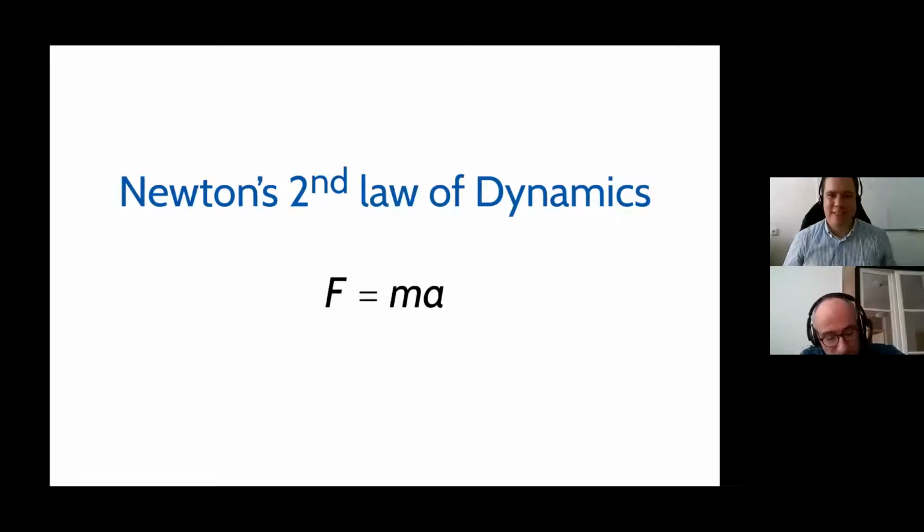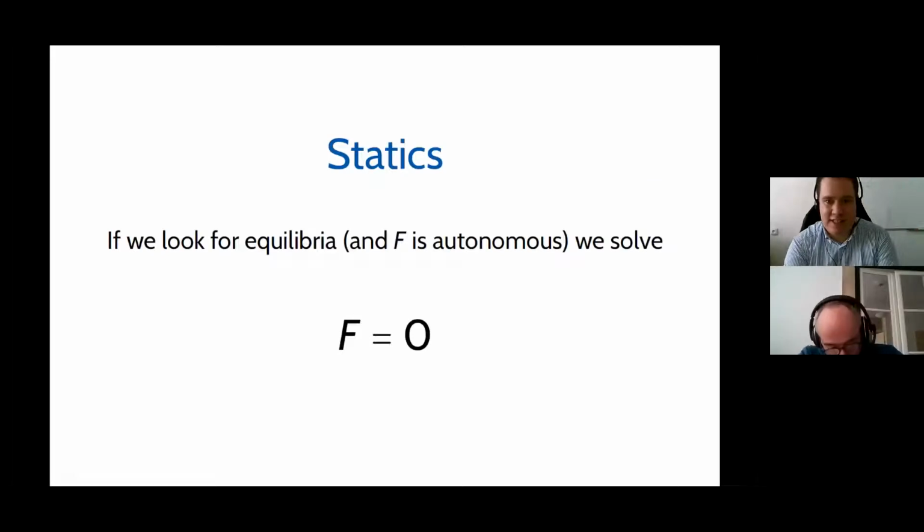Okay, I will start with something that you surely already know, that is Newton's second law of dynamics. If you want to start modeling a physical system, this could probably be one of the starting points. And you probably also know statics. So if you want to look for equilibria and the force is autonomous, so it does not depend on time, you can set ma equal to 0 and just solve F equal to 0. This should be very well known from high school or even earlier.